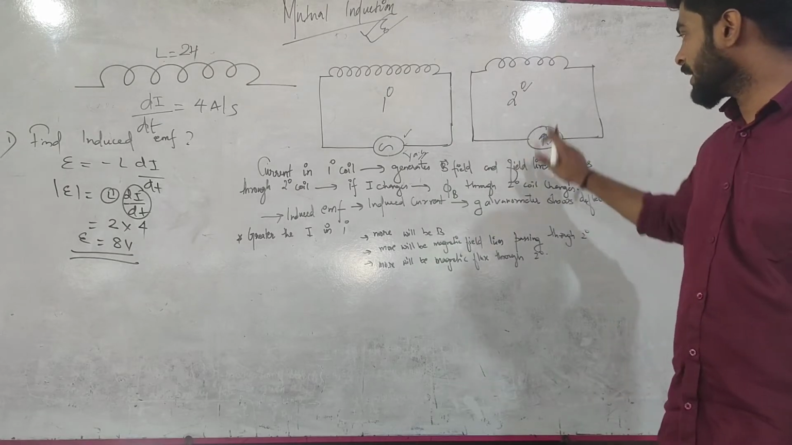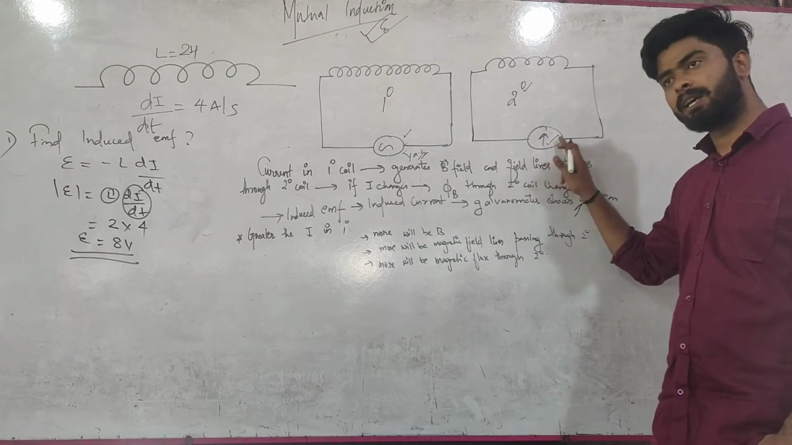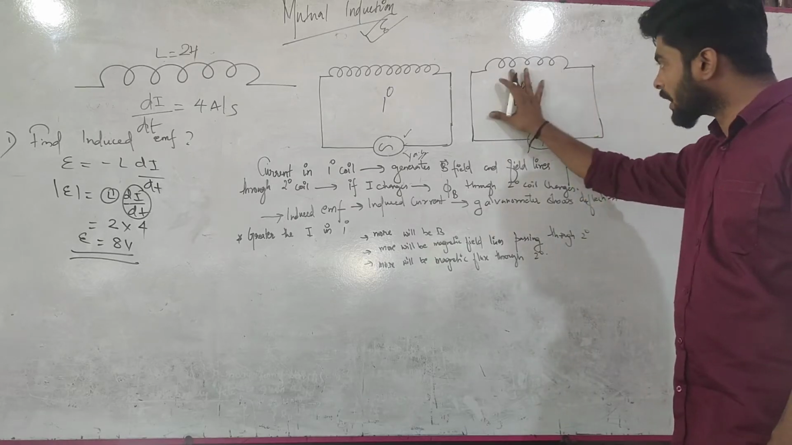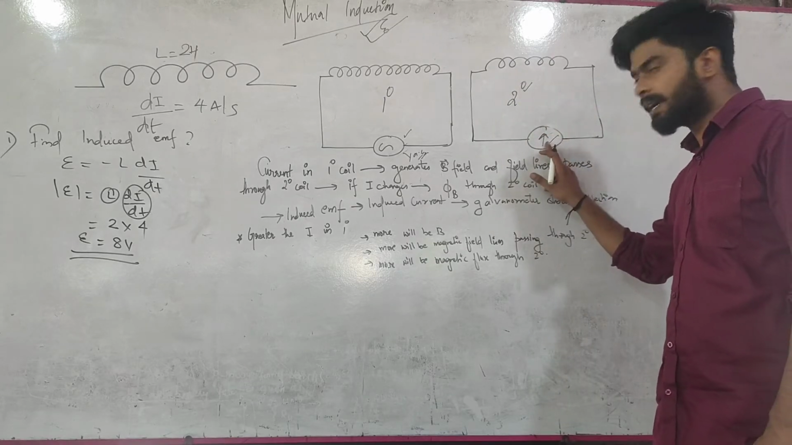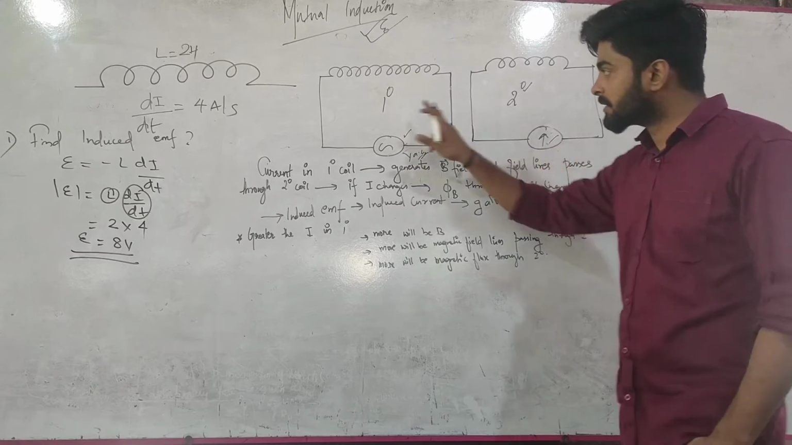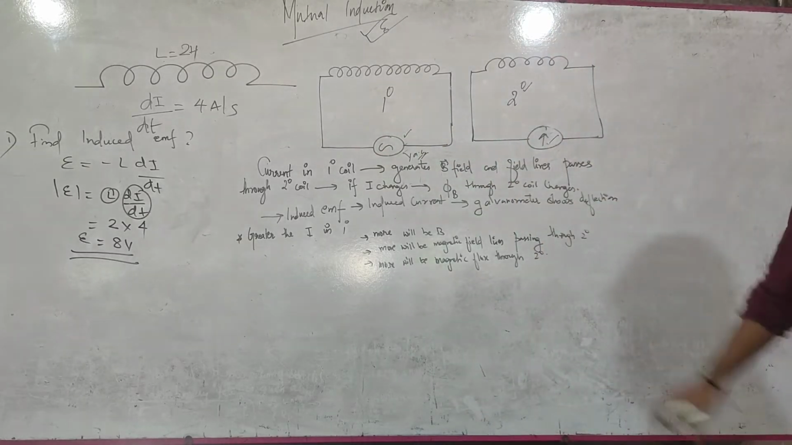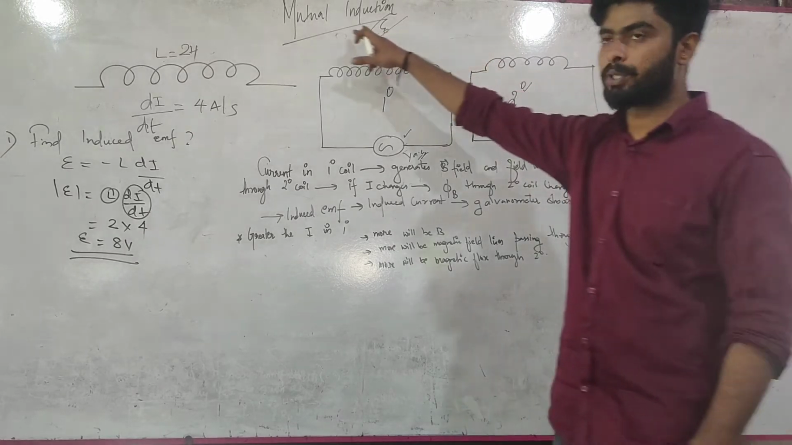In the secondary coil you can find the presence of current by the deflection shown in the galvanometer. Even though there is no AC source, no current source in this coil, you can see a deflection in the coil. Why? Because of this primary coil. The neighboring coil gets induced EMF or induced current. This is what is called mutual induction.